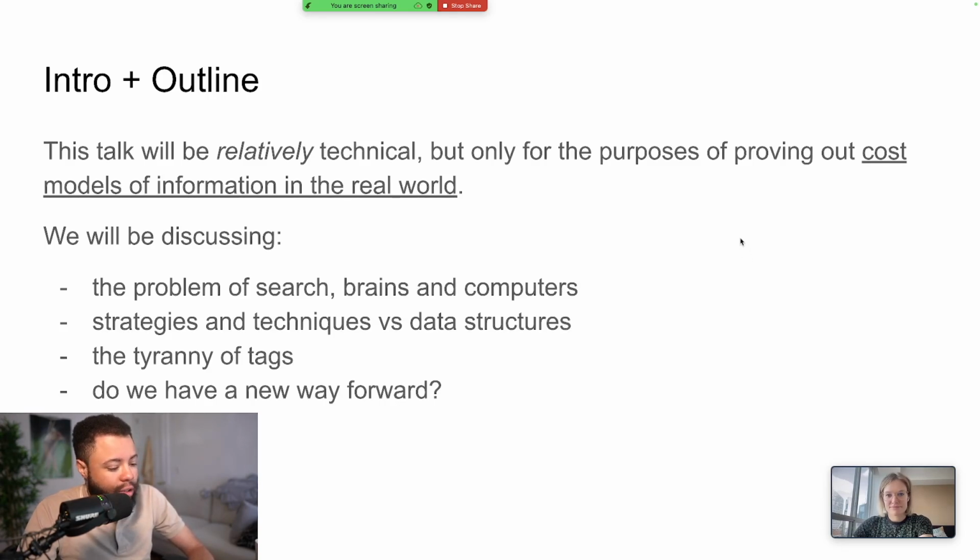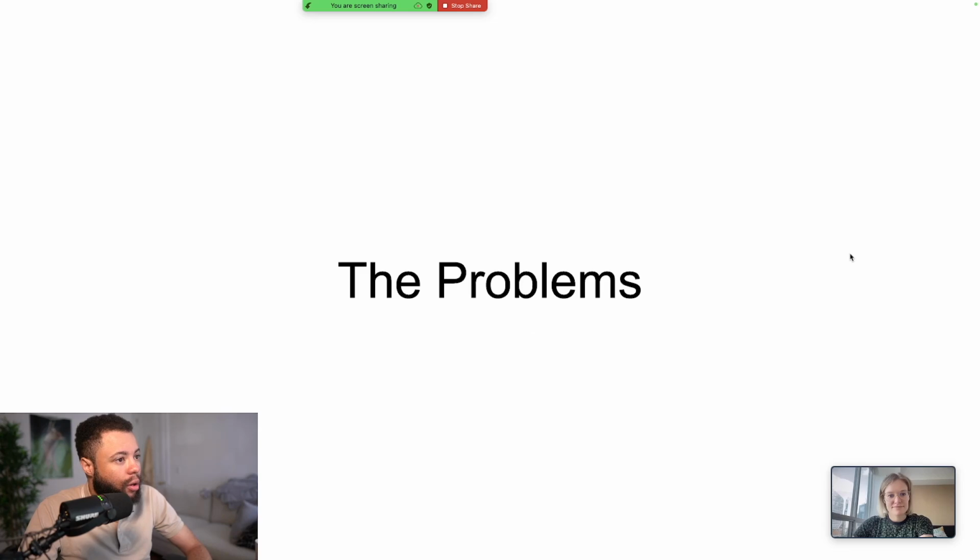And then finally, we're going to talk about potentially using a way forward, and that's going to involve all of the conversation that we had about the rest of this talk up until that point. So let's get into it.